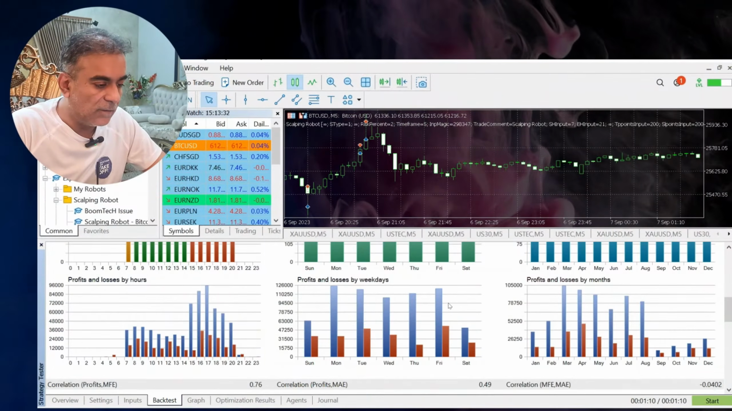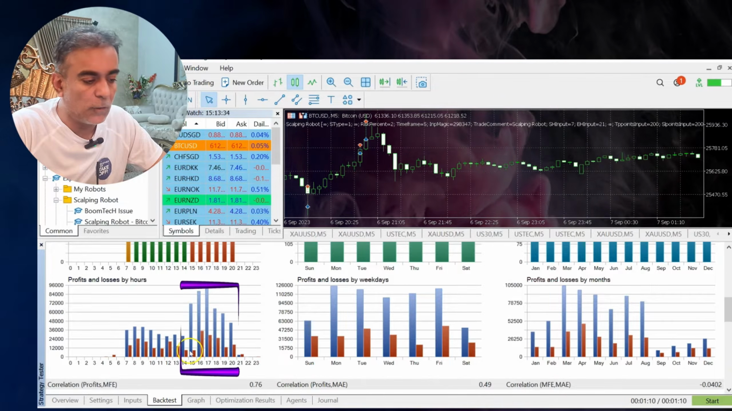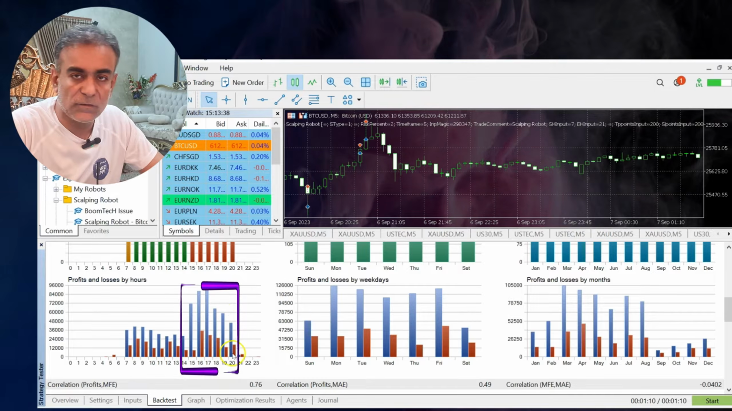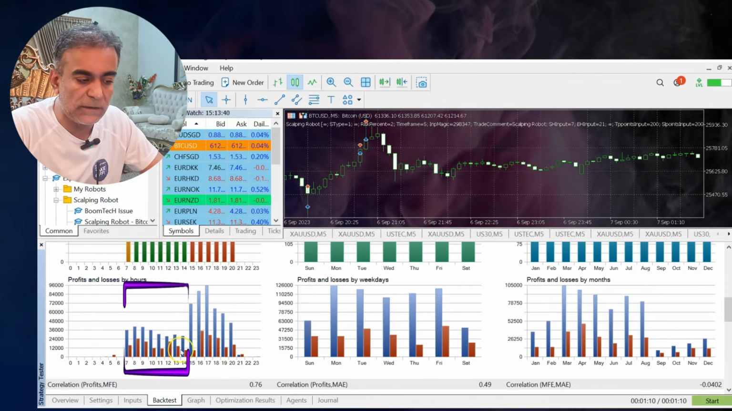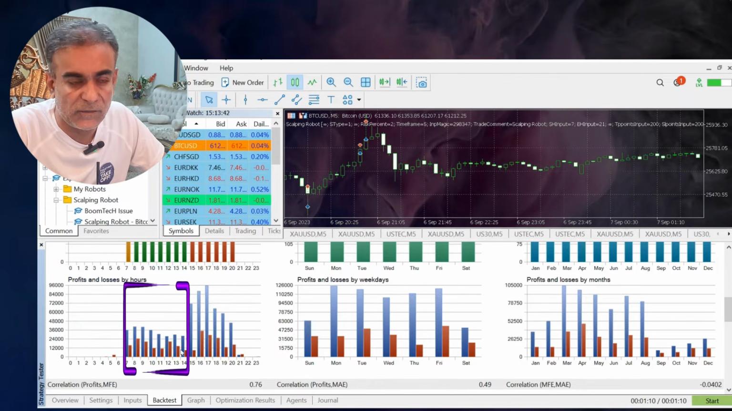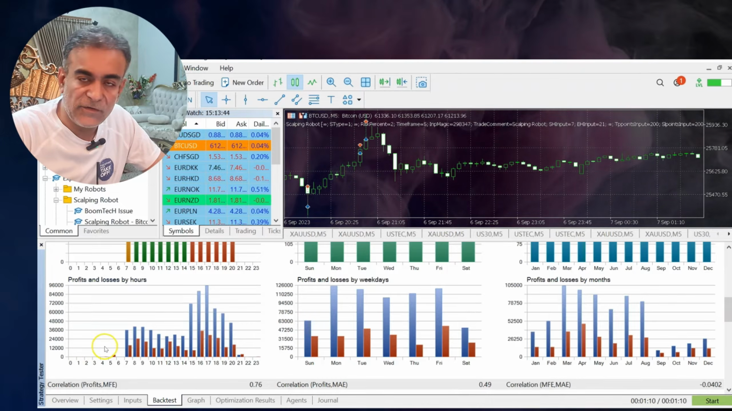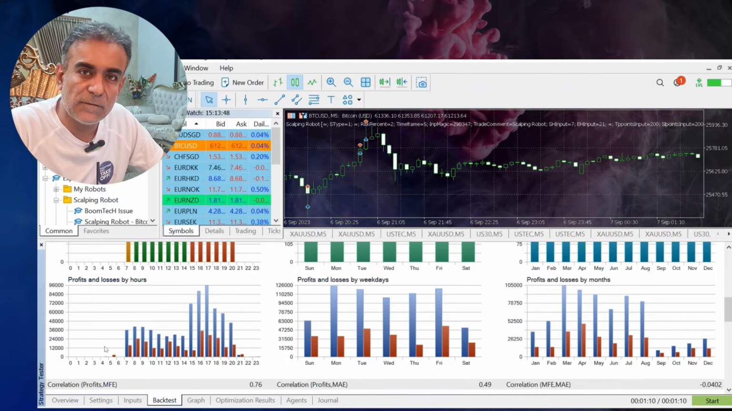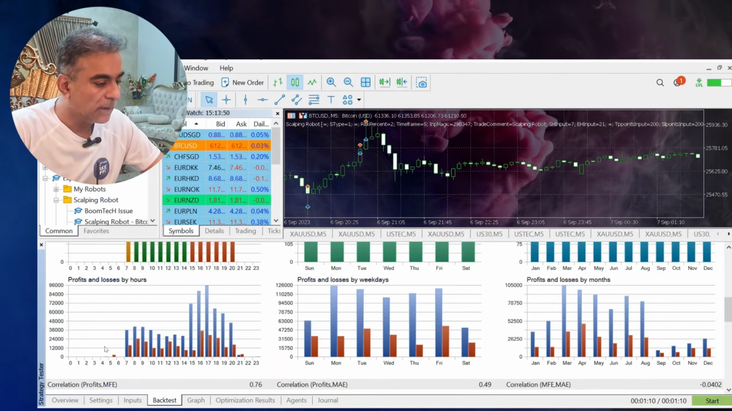If you look at the hourlies, what you will see is that during the overlap of New York session and the London session is when the EA makes most of the money, but it is quite profitable during the London session alone as well. You can try it during the Asian session as well, but I have not had good experience with the Asian session because of the liquidity crunch during that time.